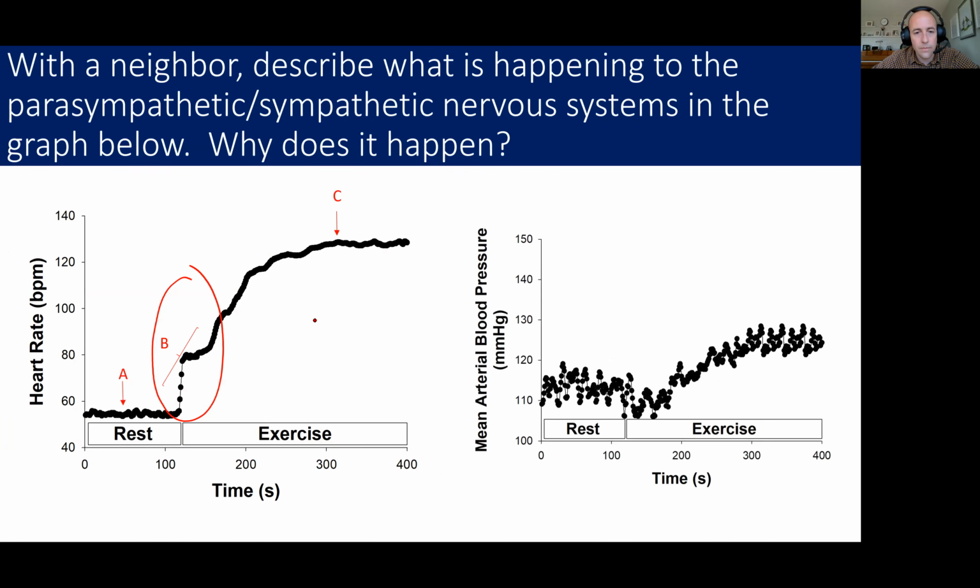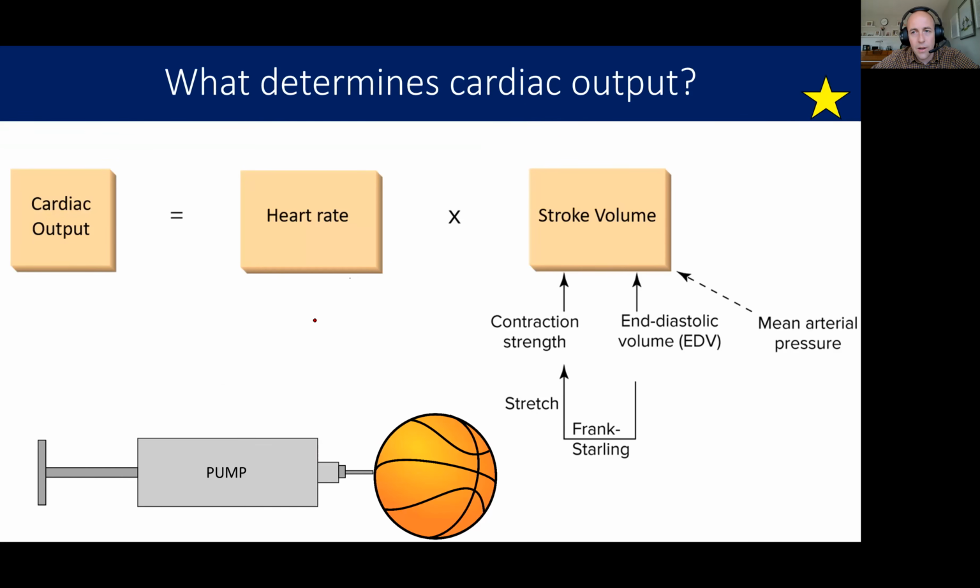So now let's talk about, actually, let's pause here. I'll end this video so it doesn't get too long, and I'll pick up in another one in a second. We'll talk about what increases stroke volume in the next video.